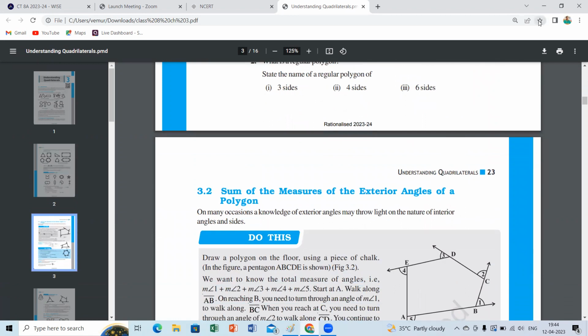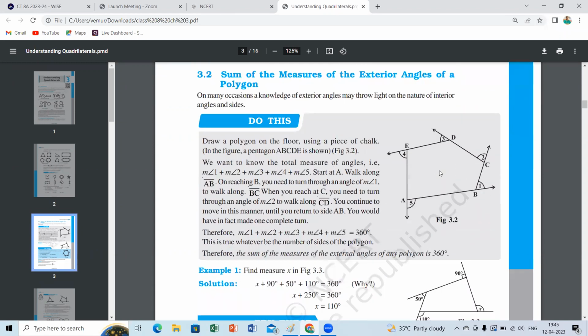This is one part, children. Just now we only discussed the basic points. Now coming to the exercise, we have the angle sum property. We know that in a triangle, the sum of all angles is equal to 180 degrees. In the same way, the sum of the measures of the exterior angles of a polygon. Very, very important, children.